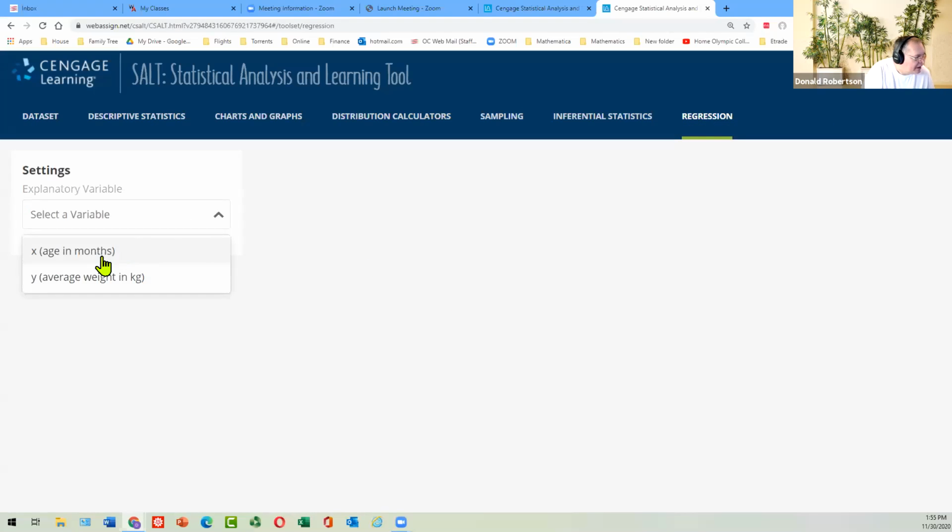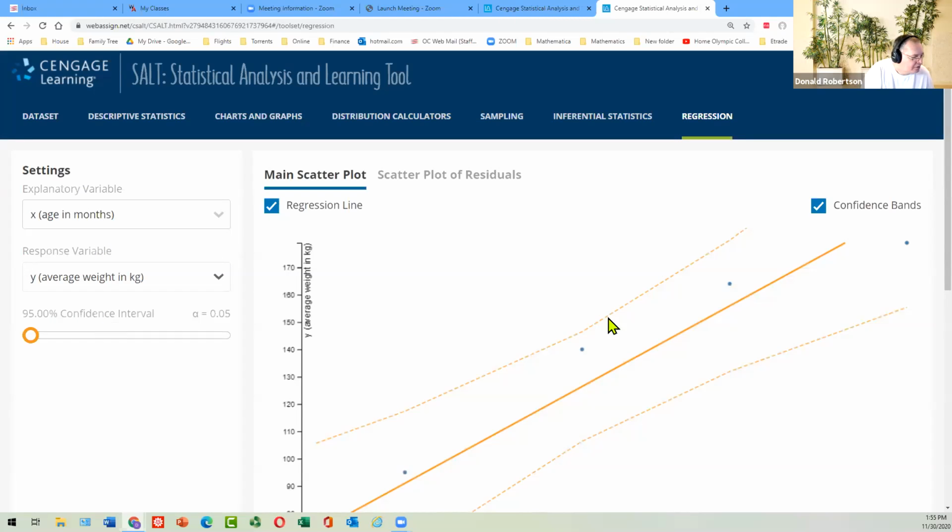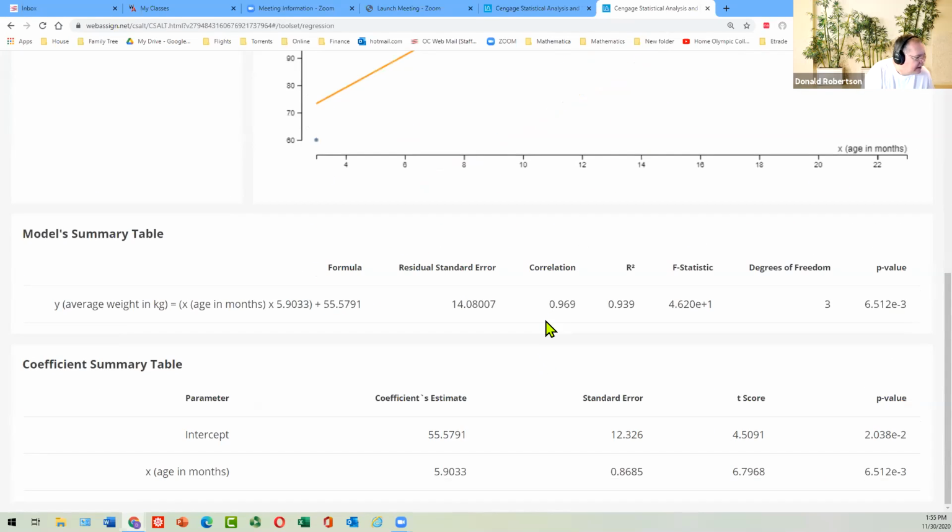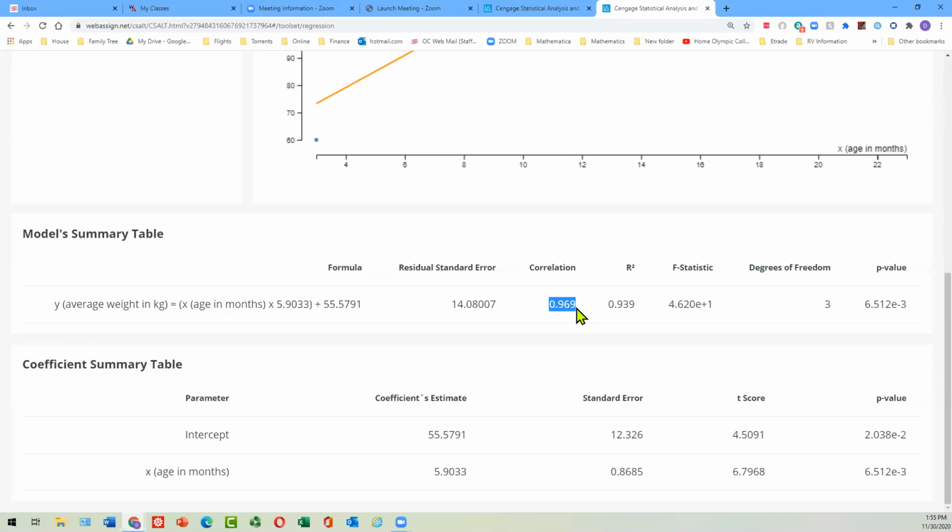Select the variable. X was the age and Y was the height. That was in the story. There's a little scatter plot that we don't need. And the guy that we are looking for is called correlation. Do you see it's hidden there? Okay. Right.